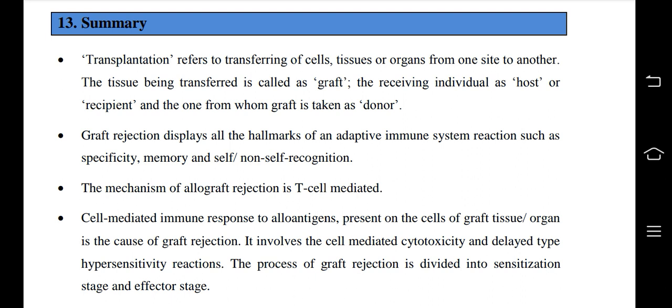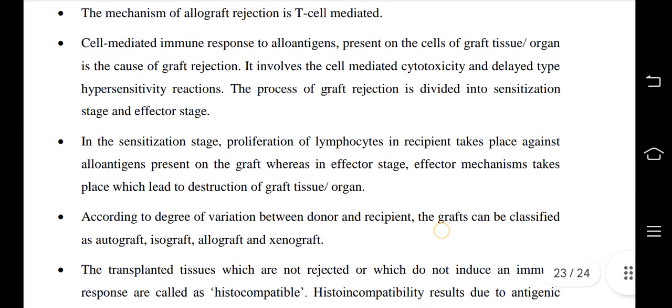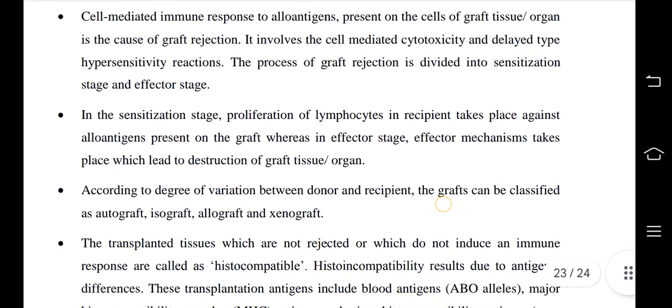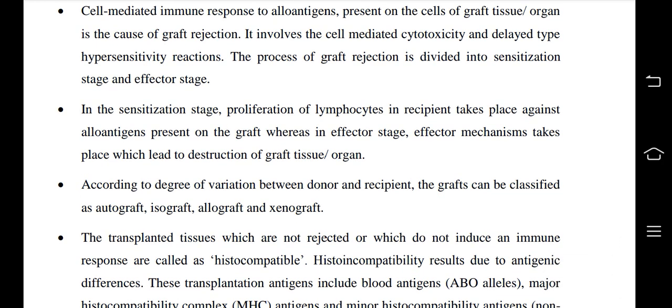The mechanism of allograft rejection is T cell mediated. Cell mediated immune response to alloantigens present on the cells of the grafted tissue or organ is the cause of graft rejection. It involves cell mediated cytotoxicity and delayed type hypersensitivity reactions. The process of graft rejection is divided into a sensitization stage and an effector stage. In the sensitization stage, proliferation of lymphocytes in the recipient takes place against alloantigens present on the graft, whereas in the effector stage, effector mechanisms take place which lead to destruction of the graft tissue or organ.